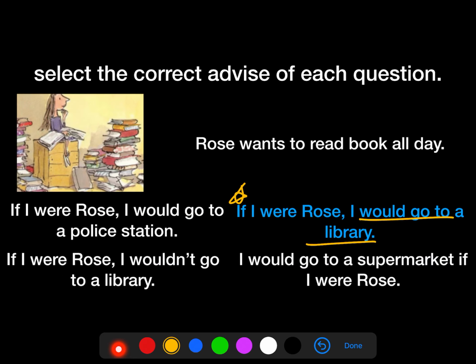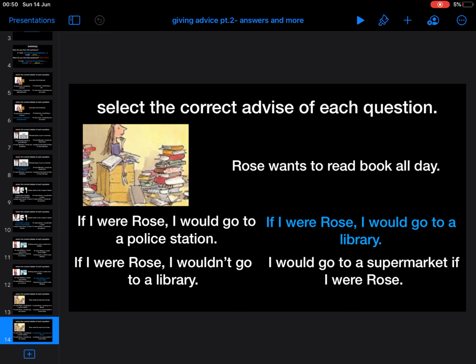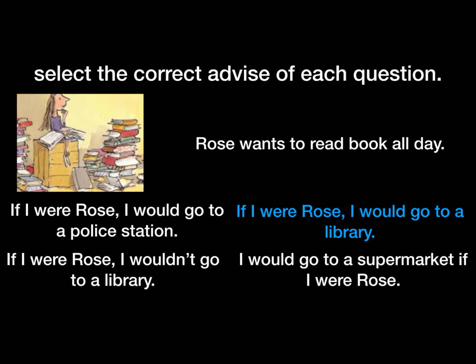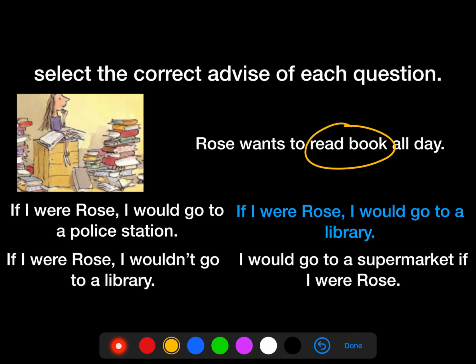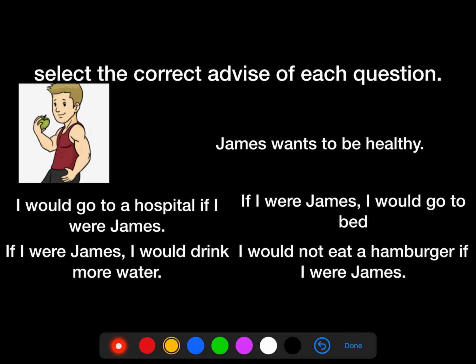I'll go to a library is the correct advice for Rose because Rose wants to read a book. Okay? Wants to read a book is the right answer. If I were Rose, I'll go to a library is the correct advice.